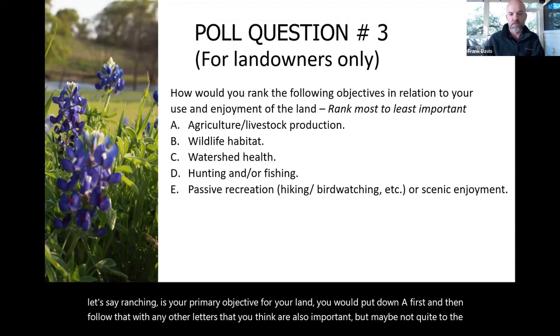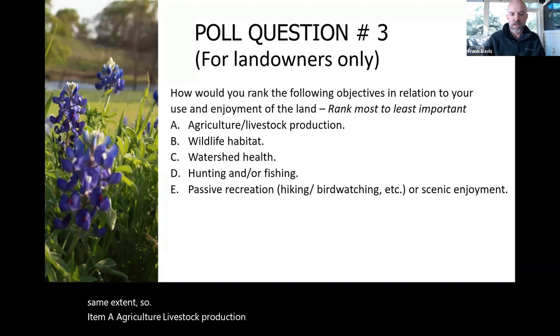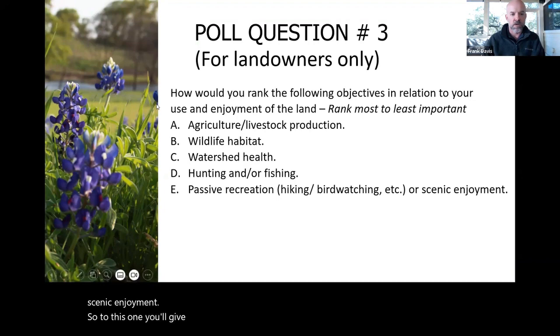Item A, agriculture, livestock production. Item B, wildlife habitat. C, watershed health. D, hunting and or fishing. And E, passive recreation, such as hiking or bird watching, or just scenic enjoyment. To this one, you'll give several answers in order of most important to least important.